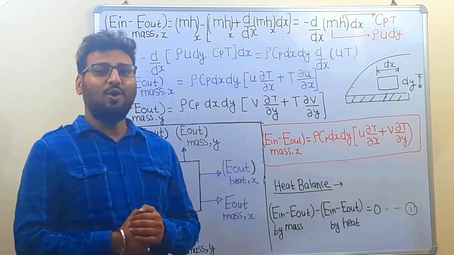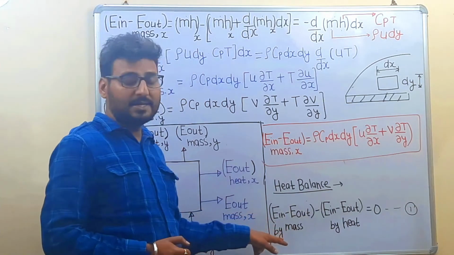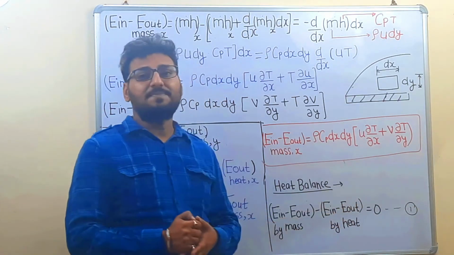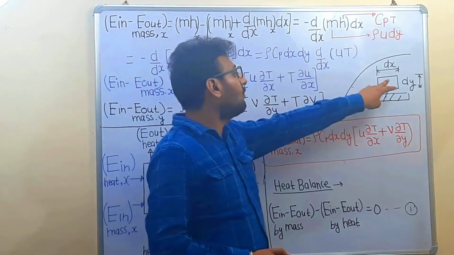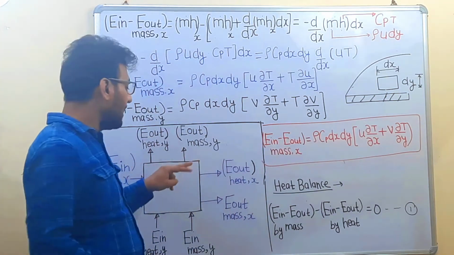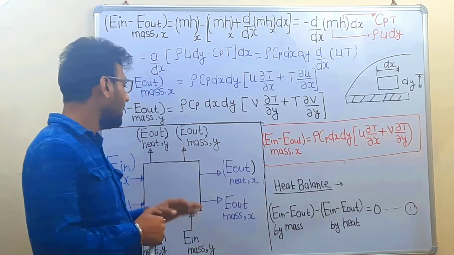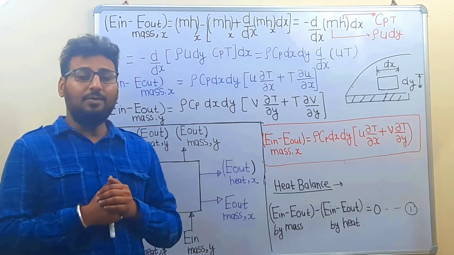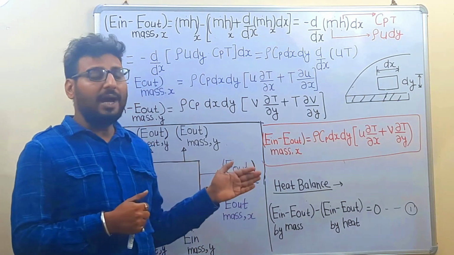Now we are going to determine the value of E in minus E out by mass and E in minus E out by heat and substitute these values in equation number 1. Now consider this control volume. I have shown this control volume in a larger way here. This control volume is transferring energy with its surroundings. Now we are considering 2D flow. In 2D flow, heat transfer can take place in x and y direction.